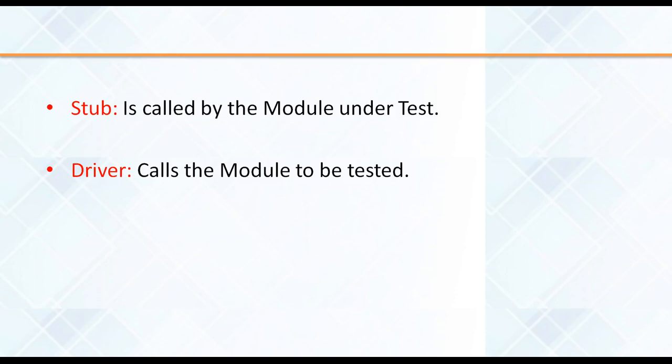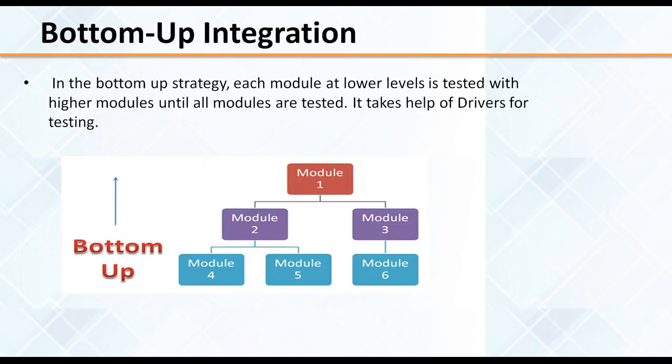A driver causes the module to be tested. That means if any main module is not ready yet, and you want to perform the integration testing, instead of that main module we use a temporary program that is called a driver. Now you see this diagram, then you can understand. Here we have multiple modules in the bottom-up approach. Suppose module 1 is ready, 4 and 5 are also ready, but 2 is not yet ready. So in place of module 2, we will write a temporary program. This is called a stub.